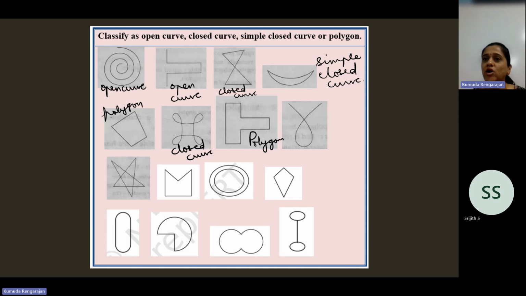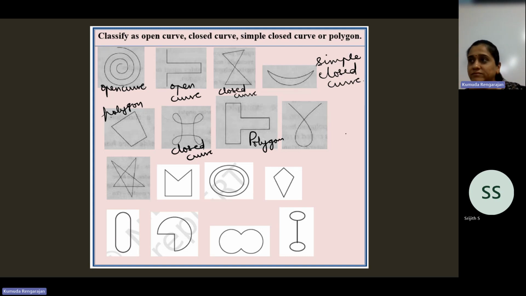It's a curve because you can draw it without lifting your hand. It's a closed curve because the starting point is equal to the ending point. It is simple because it's not crossing over itself. So it is a simple closed curve and it is made up of line segments everywhere. So it is a polygon. Very good.